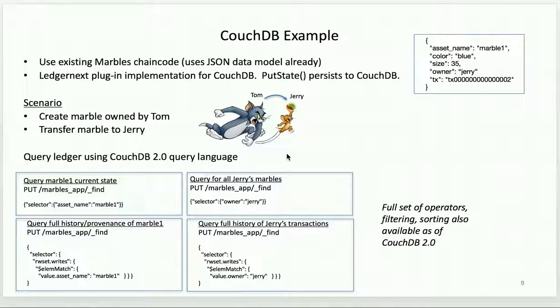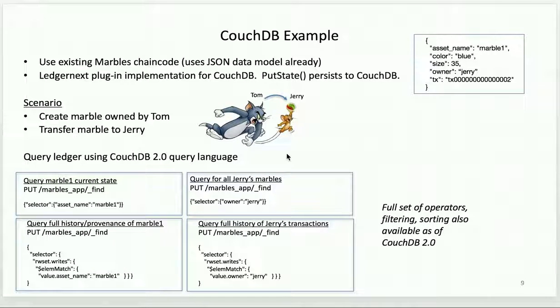Okay, so I'm going to demonstrate the pluggable and queryable database using a CouchDB database. This is the JSON document store, and I'll be using the marbles example. I can pretty much use the marbles chain code as is. This chain code uses JSON already, so it's a good fit with really no changes in terms of how the APIs are called. And I've got a plugin for CouchDB, and when we commit and actually write the transaction, we'll be persisting to CouchDB itself.